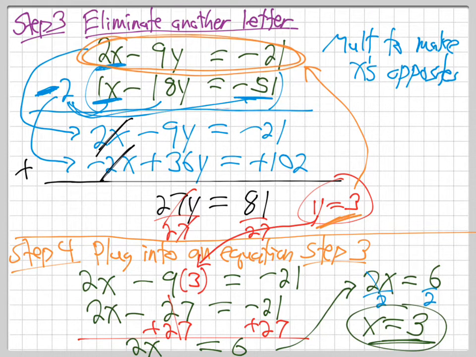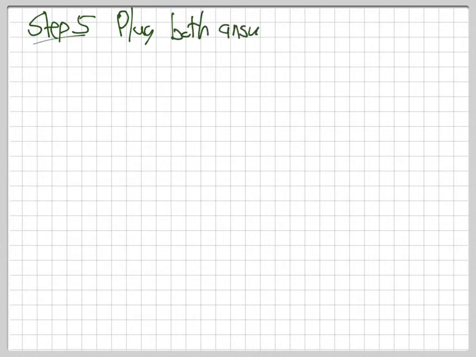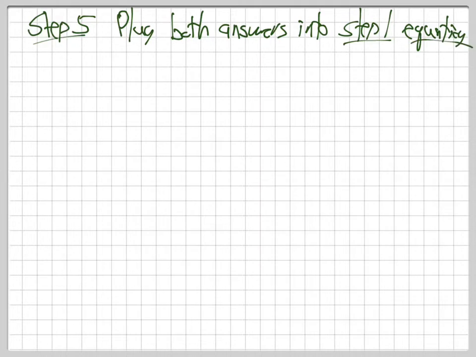We got two answers. So now we go all the way back to step one. Plug in our y is 3, our x is also 3, and we'll get our third answer. Let's go there. So step 5. Plug both answers into step 1 equation. In any equation from step 1, doesn't matter which one. So from step 1, I'll just grab the very first one.